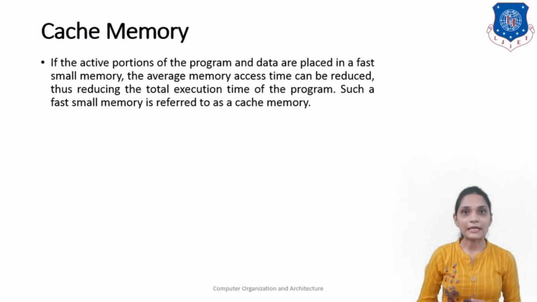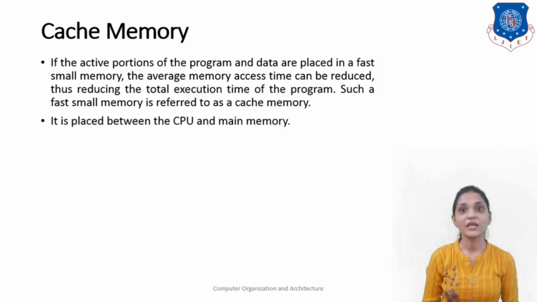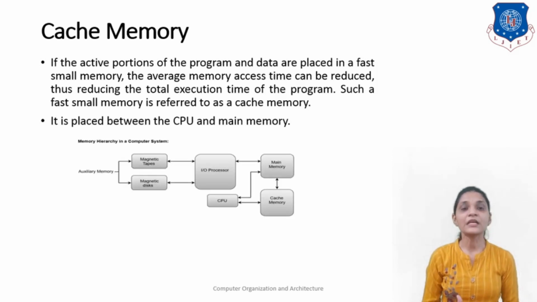If the active portion of the program and the data are placed in a fast small memory, the average memory access time can be reduced, thus reducing the total execution time of the program. Such a fast memory is known as a cache memory. It is placed between CPU and main memory. As we have seen in this block diagram, it is placed between the main memory and CPU, and is directly connected with the main memory.